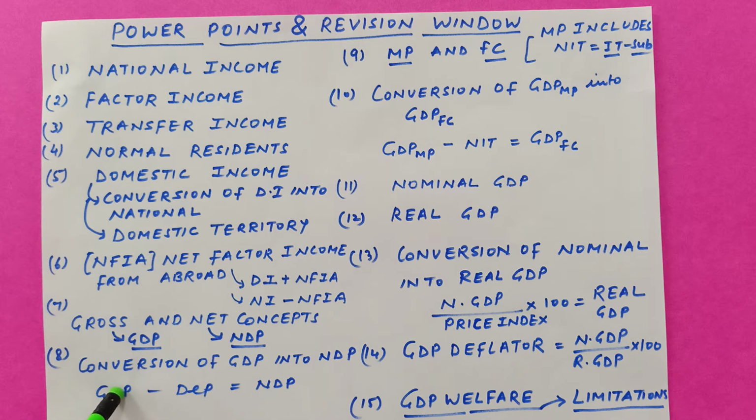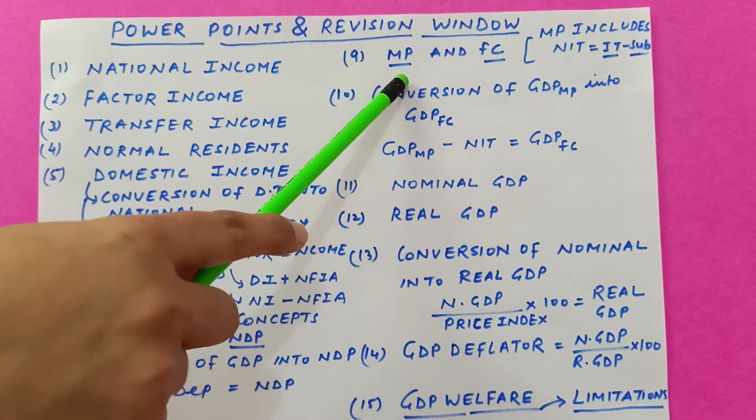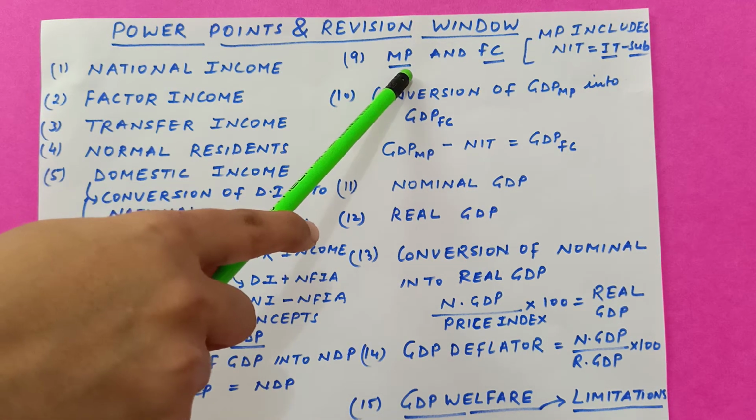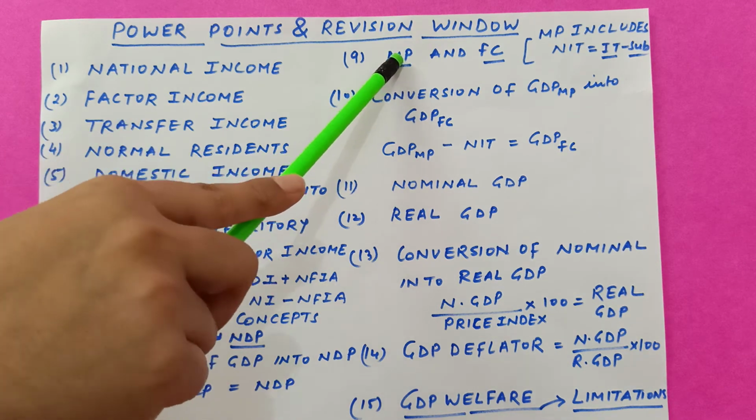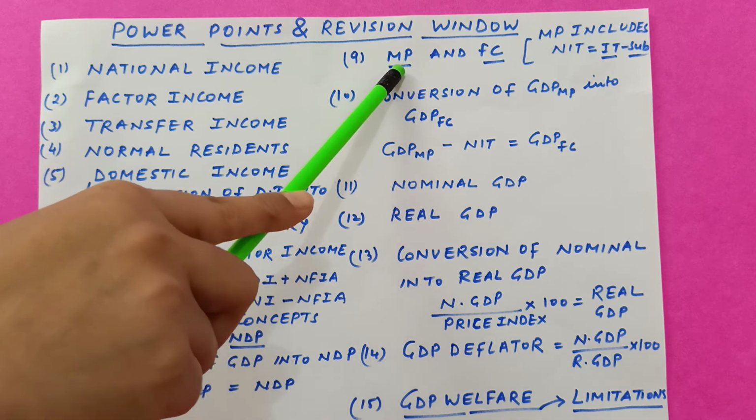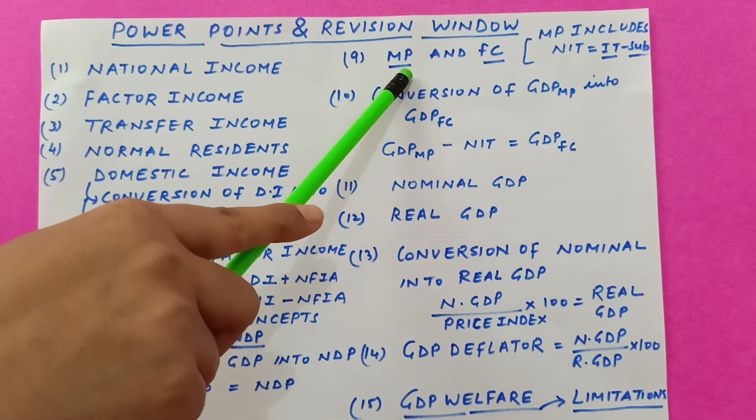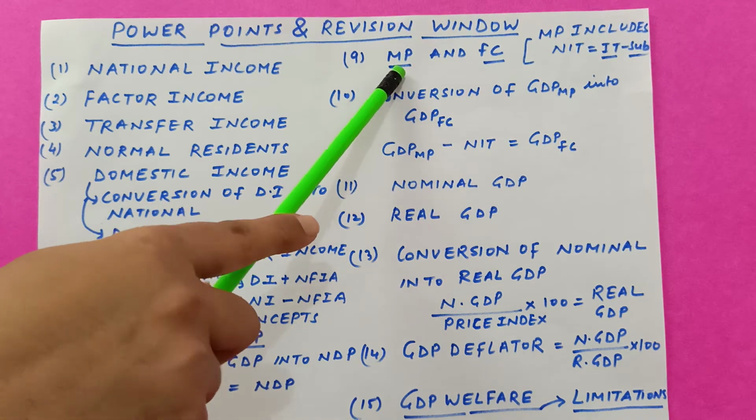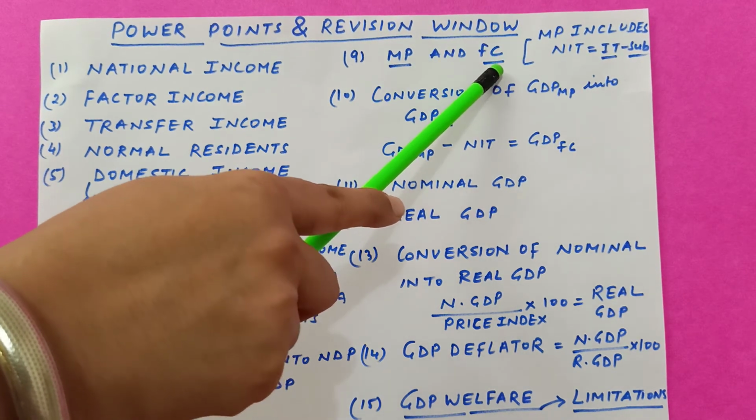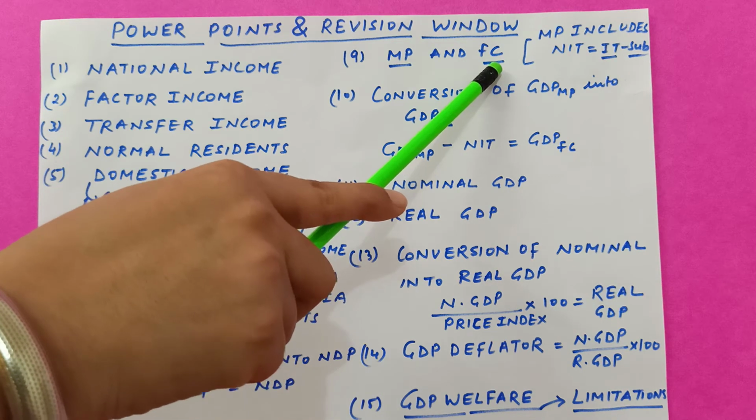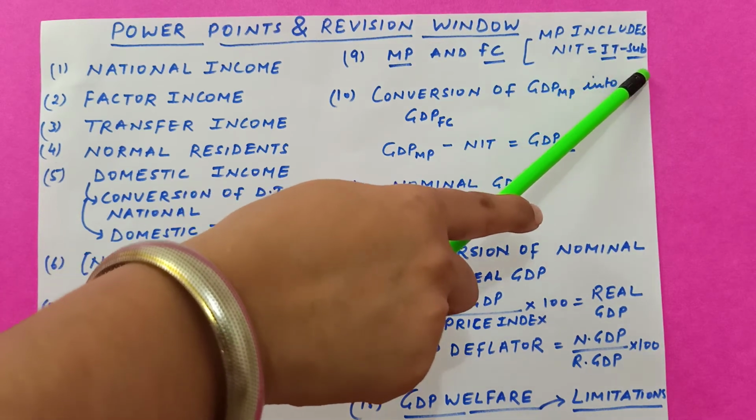Now come to MP and FC. What does MP mean? It is the market value of all final goods and services produced within the country during an accounting year. MP is inclusive of NIT. The goods will be measured at market price, and factor cost is the cost of factors of production. And NIT, net indirect tax, is equal to indirect taxes minus subsidy.